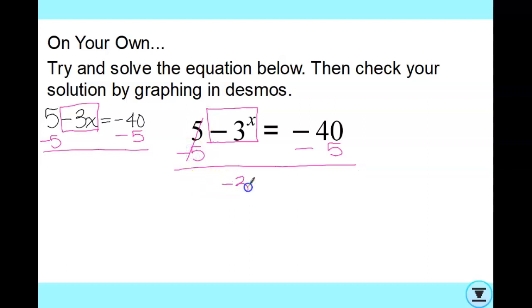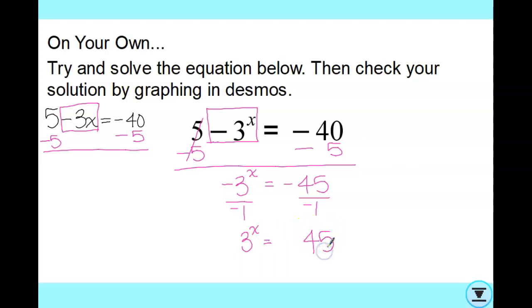So we get negative 3 to the power of x is equal to negative 45. And then we can't take the log of a negative number. And so what we need to do is get rid of these negative signs. So what we're going to do first is divide by negative 1. And so we get 3 to the power of x is equal to 45.